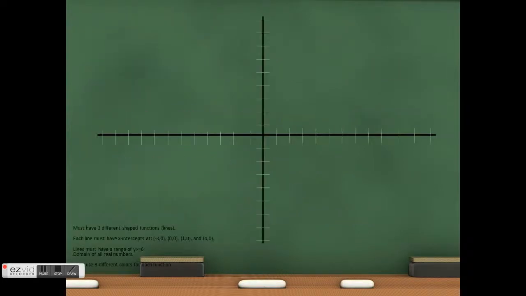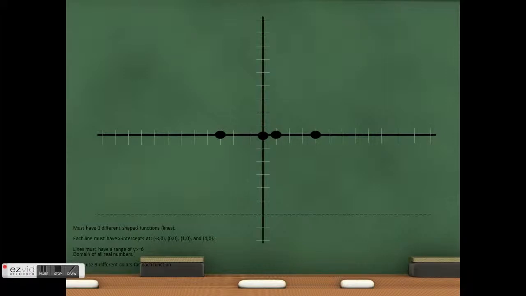So let's draw a graph. Our first step is to draw a line for y is greater than or equal to -6, so we know not to pass this line when graphing our lines. Here we created a dotted line. Our next step is to put in our x-intercepts, or where the line should cross the x-axis. Our first one is at (-3, 0), the second one is at (0, 0), the third one is at (1, 0), and the fourth one is at (4, 0).